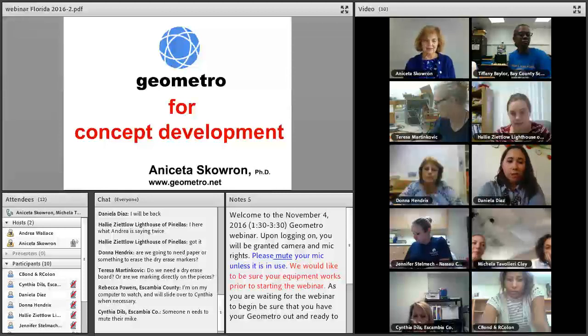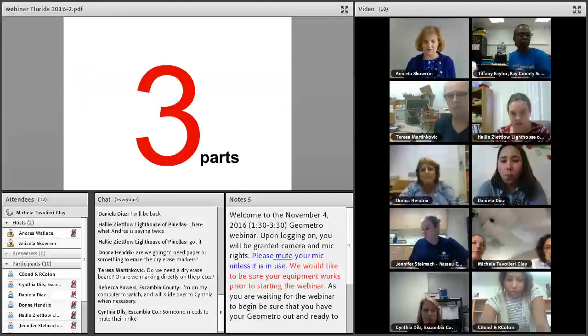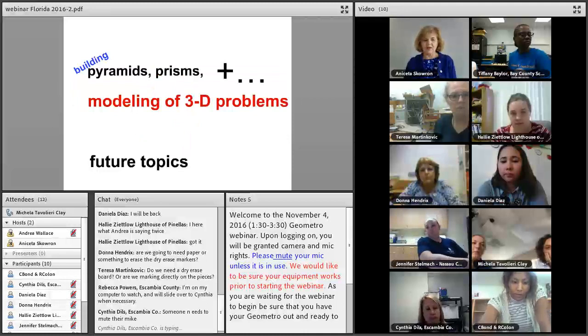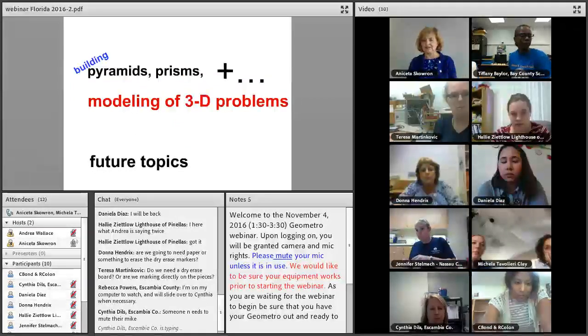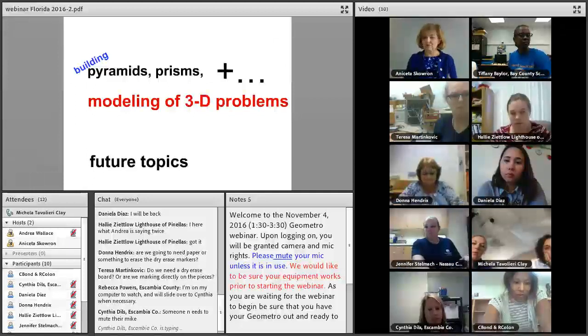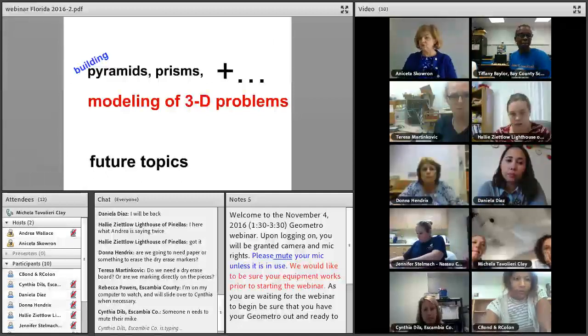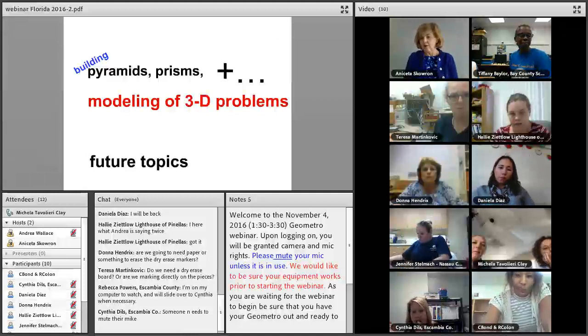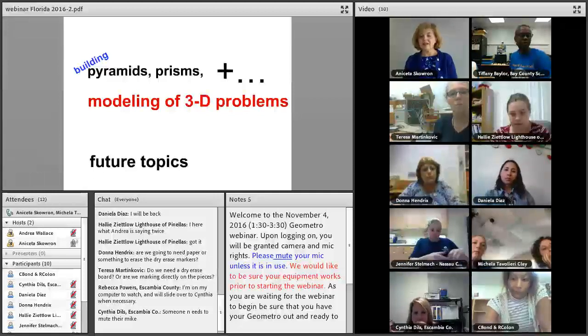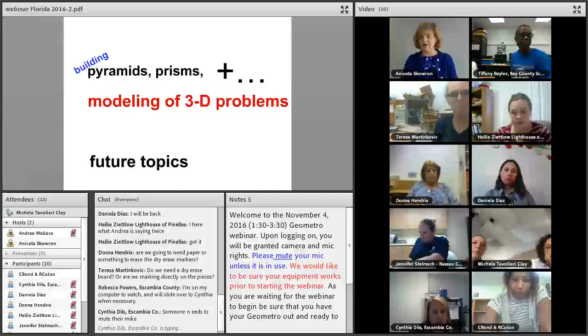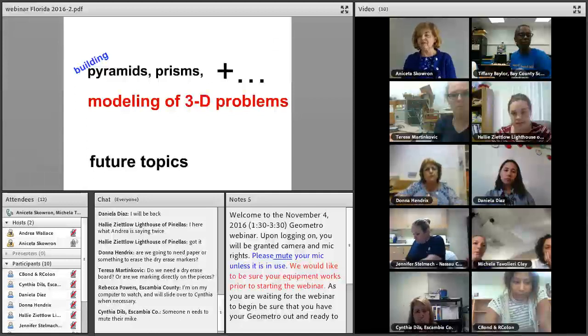So here, let me start. Here is the plan for the workshop. I have three parts. First, we are going to be building some pyramids and prisms and other solids that might be a little bit new to you, so that you have a big arsenal of structures that you can present to your students and work with, make it more exciting than so far. Then we will go to the main body of the webinar, which will be modeling of 3D problems, modeling of concepts, and everything will be touchable and doable and very accessible.